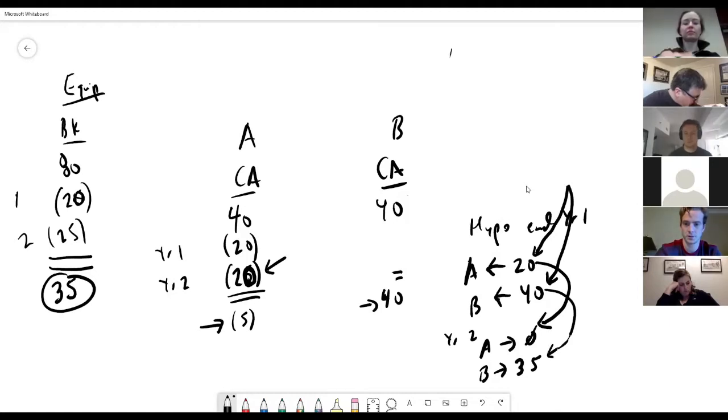Well, A going from 20 to 0, that's this. B going from 40 to 35, that tells us that the missing 5 of depreciation is going to go to B. And so the bottom line here is that of the 25 of depreciation, 20 is going to be allocated to A, go on A's tax return. 5 is going to get allocated to B and go to B's tax return. That's not what the partnership agreement says. Right? The partnership agreement says it all goes to A.